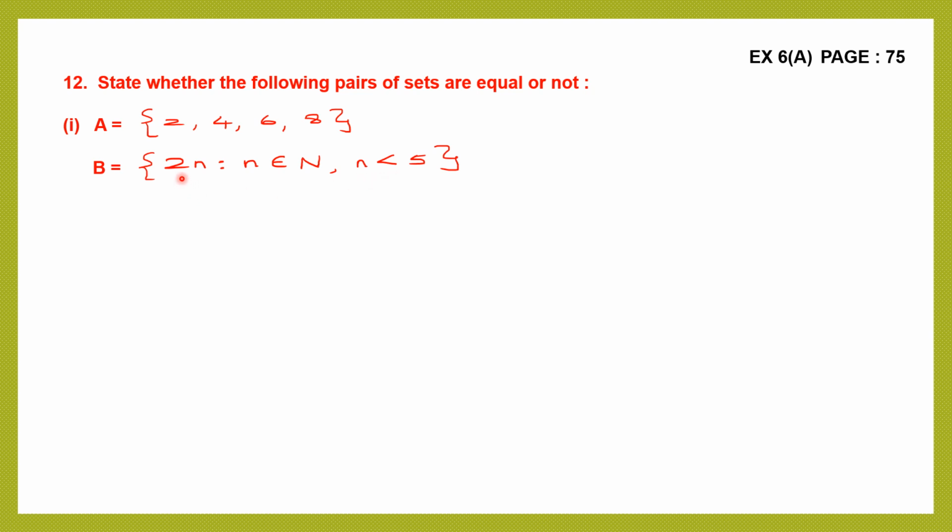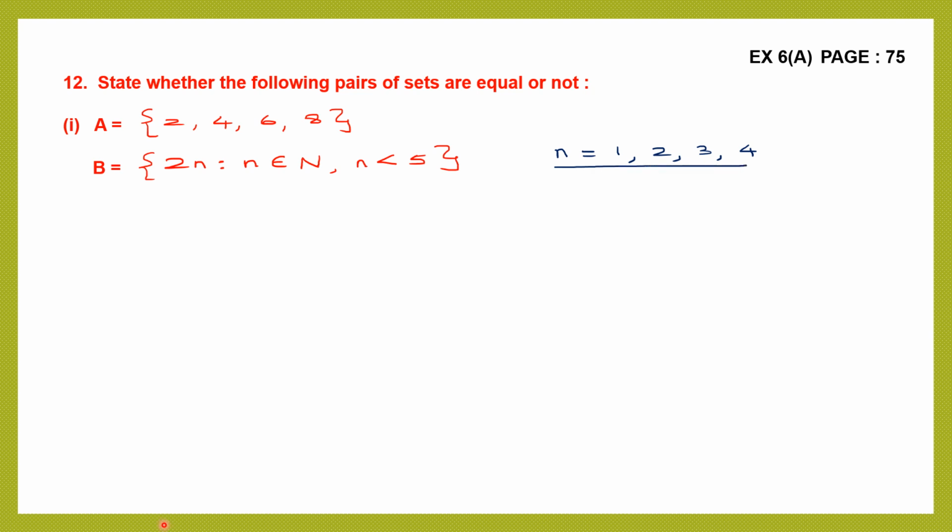So what does it say here? 2n is such that n belongs to natural numbers and n is less than 5. So first let's think of all the natural numbers less than 5. So n will be all the natural numbers less than 5, that is starting from 1: 1, 2, 3, 4. There are 4 elements because they're all less than 5. So let's keep this in mind.